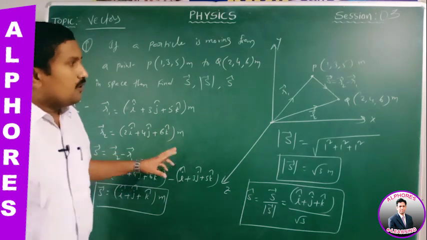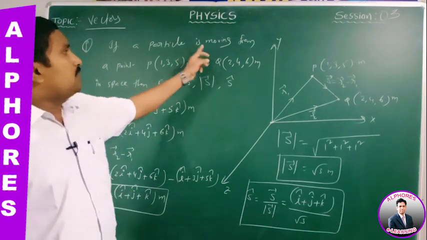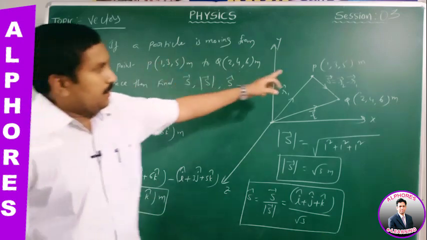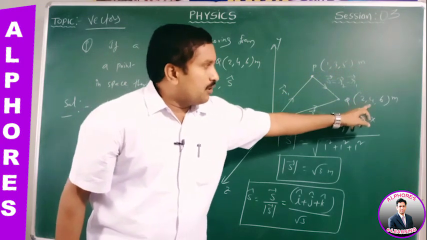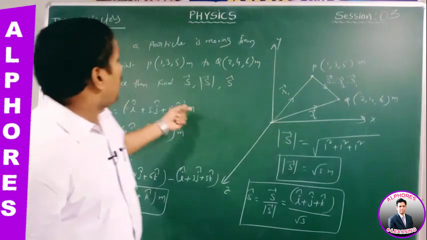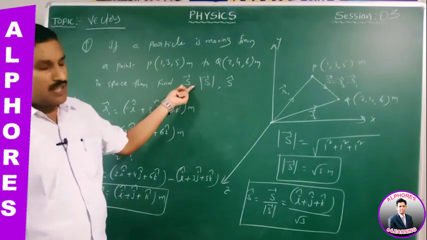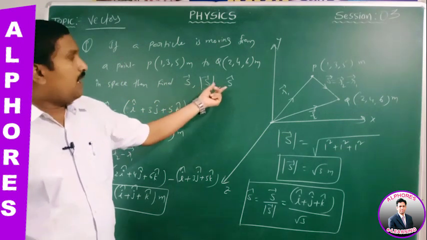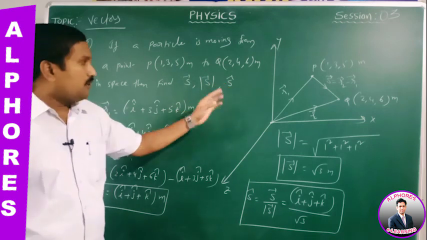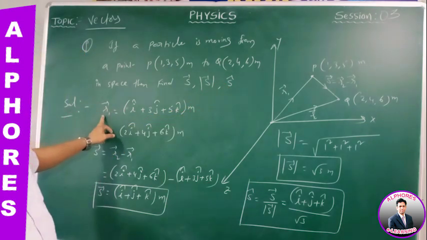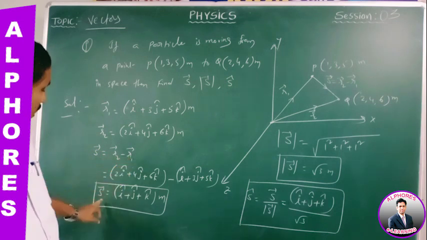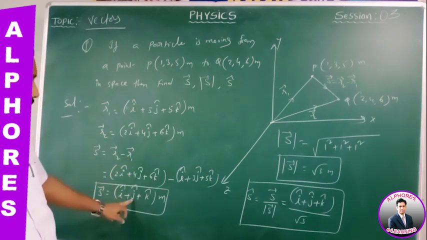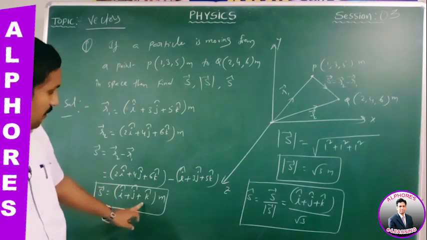So for this problem, a particle is moving from a point P, with coordinates 1, 3, 5 meters, to another point Q, 2, 4, 6 meters in space. Then we have to find the expression for displacement vector, magnitude of displacement and unit vector for displacement. First I have to find r1 bar according to the definition of position vector, and r2 bar, and displacement vector s bar is equal to r2 bar minus r1 bar. Then finally s bar is equal to i cap plus j cap plus k cap meter.